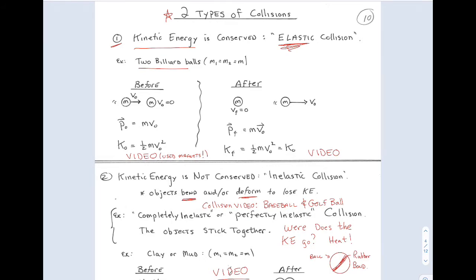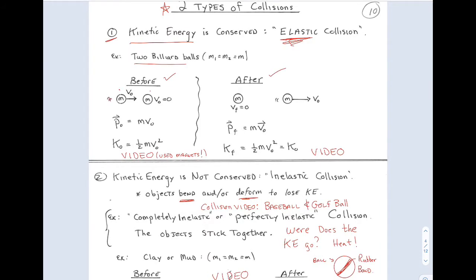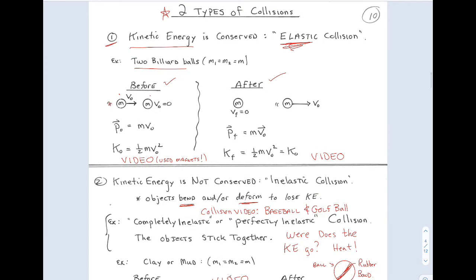So here I have, and I'm not drawing the table, just to simplify this, two billiard balls, and say they have the same mass. That's number one, that's number two, the same mass. Here's my before picture. In momentum problems, you need to have two diagrams: a before diagram and an after diagram. In the before picture, I have this one coming in, initial velocity v0. This one's at rest.